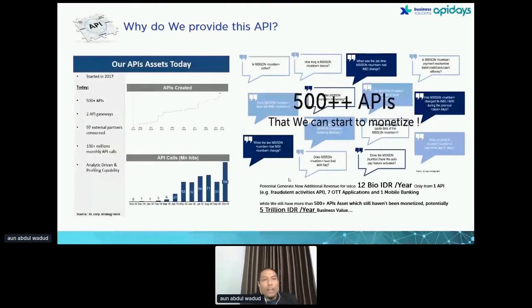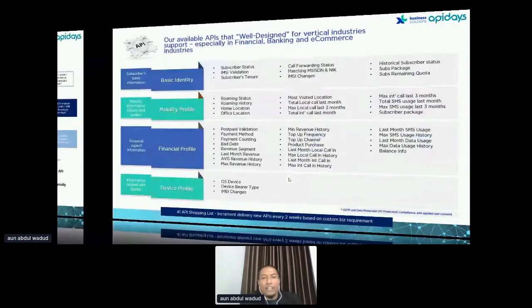And why do we provide this API? Based on our experience, you know that Telco has been running this business for around 20 plus years, and we've dealt with APIs for a long time. But for sure, those APIs were developed for internal purposes, and we never exposed them outside. But we realized that there is a lot of oil underneath us that we can explore, and also deliver some business value for the internal telco and also for the vertical industry.